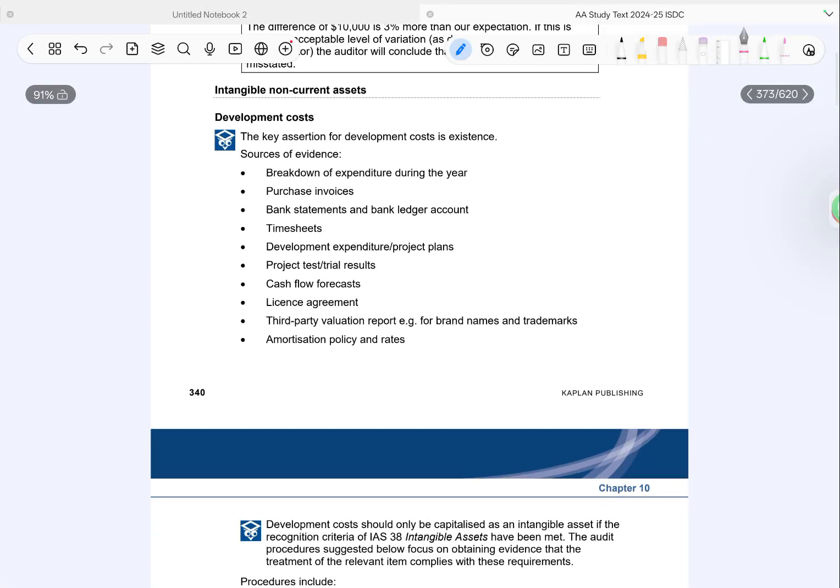So for intangible non-current assets such as development costs, the key assertion is existence. This means that the auditor must ensure that the costs capitalized actually relate to genuine development activities. There are several important sources of evidence, including a breakdown of development expenditure, purchase invoices, and bank records to verify payments. Timesheets can also be used to confirm that employee time has been spent on development activities.